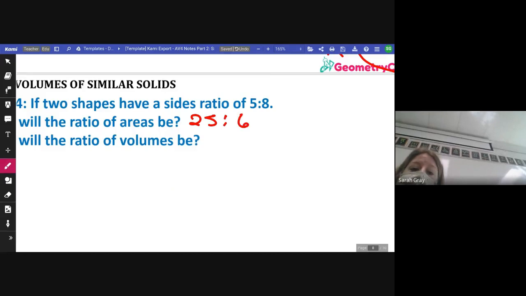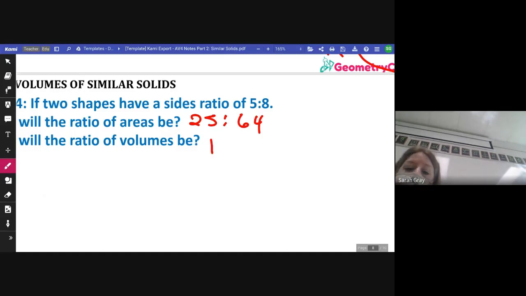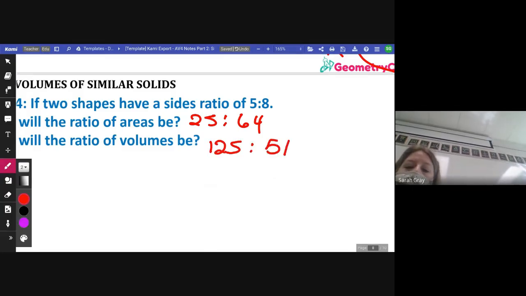Excellent. 25/64. What will the ratio of their volumes be? Yep, it is. It's 5 cubed and 8 cubed, Lily. Thank you. If I can write it correctly here. 5 cubed is 125. 8 cubed is 512.